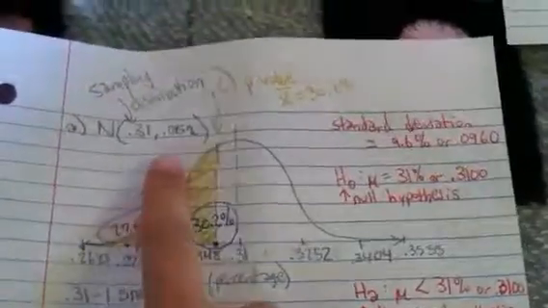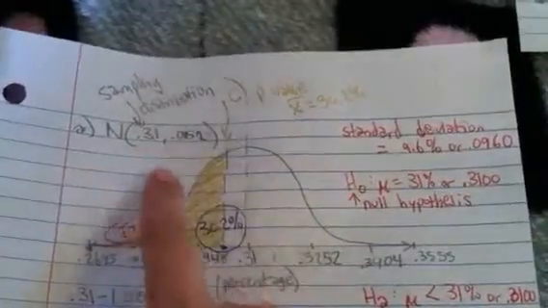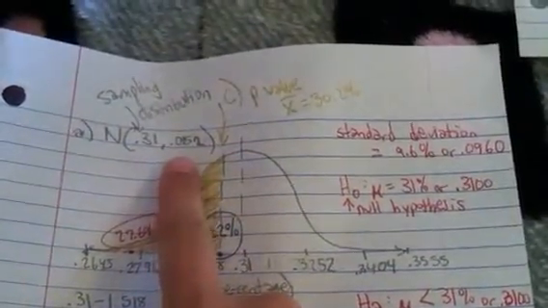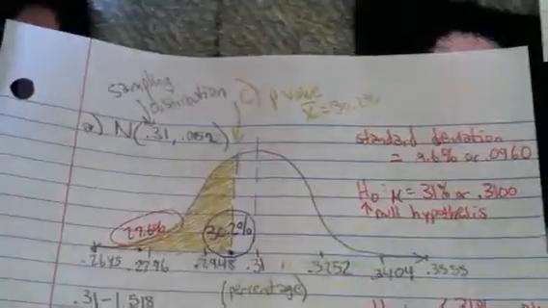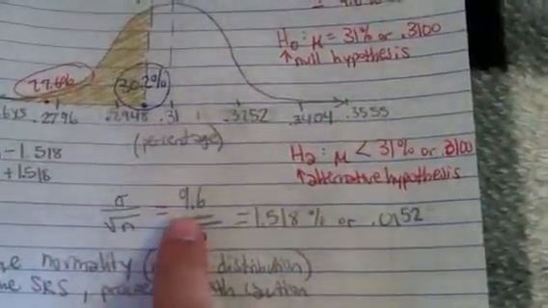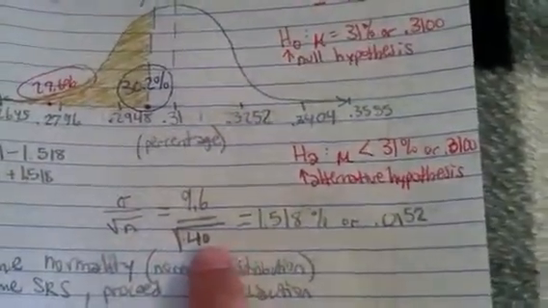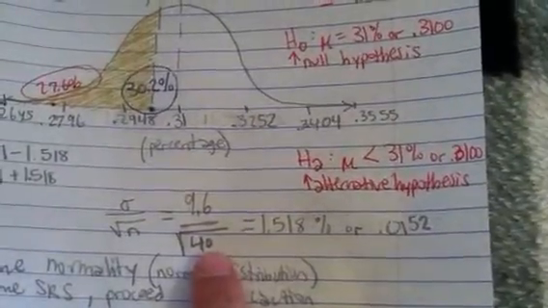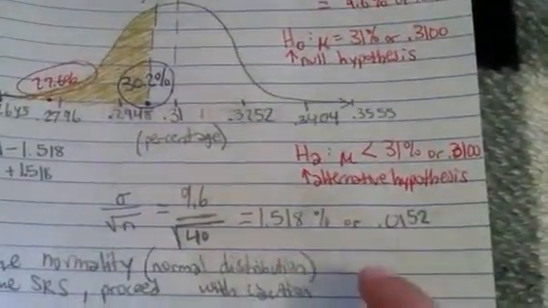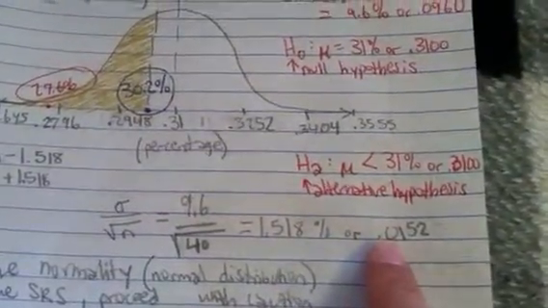So, as you can see, I got that the sampling distribution has a mean of 0.31 because it's based on 31%, and a standard deviation of 0.0152. In order to get that, we had to set up this equation: 9.6 divided by the square root of n, and n was 40 because there were 40 households. It was the sample size. As a result, we got 1.518%, or as a decimal, 0.0152.